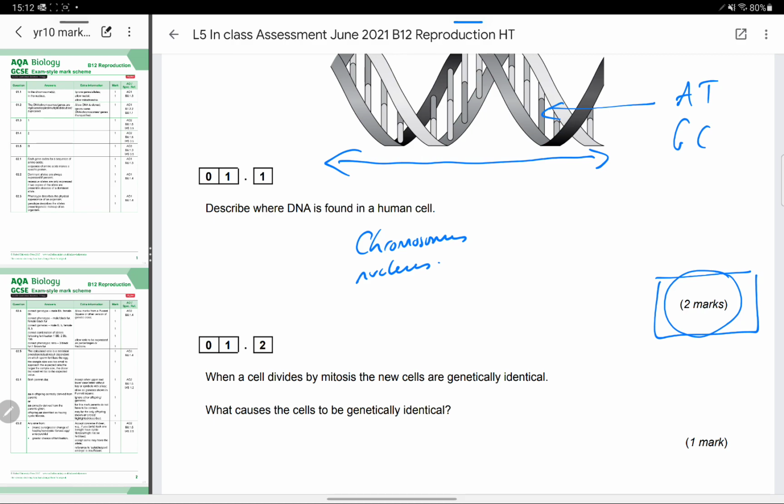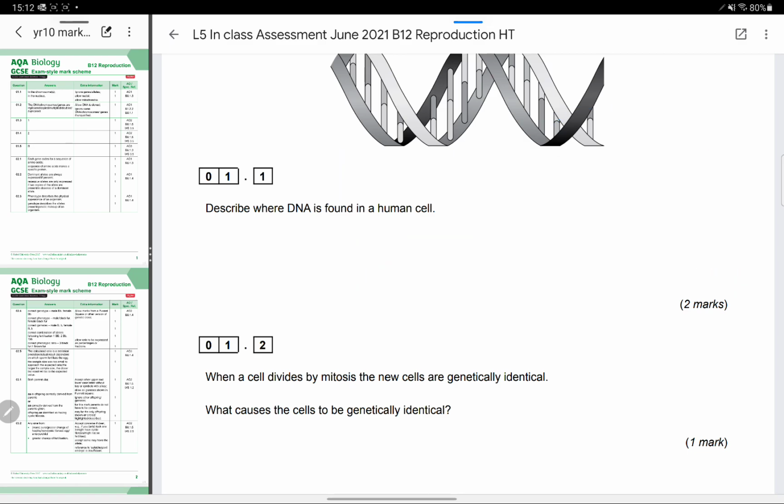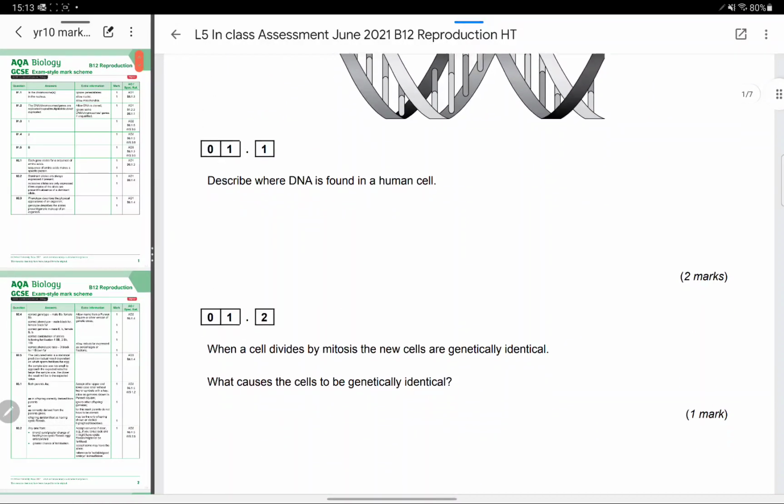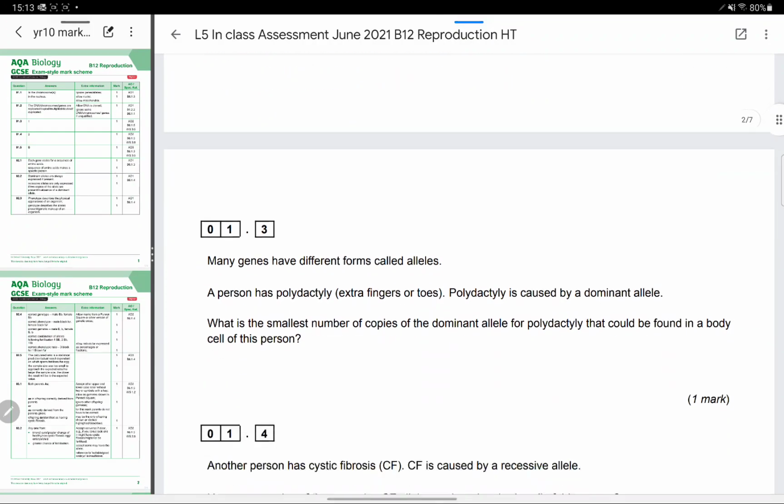Okay. So, when a cell divides by mitosis, the new cells are genetically identical. What causes the cells to be genetically identical? Okay, so the DNA in mitosis is cloned, or a clone is formed. And so, if we look at the mark scheme here, you can see that the answer is the DNA chromosome genes are replicated, copied, multiplied, doubled, duplicated. Allow DNA is cloned. Okay, ignore same DNA chromosomes genes unqualified. So we're looking at the fact that there's 2 genetically identical copies in mitosis, which would lead to the DNA being identical.